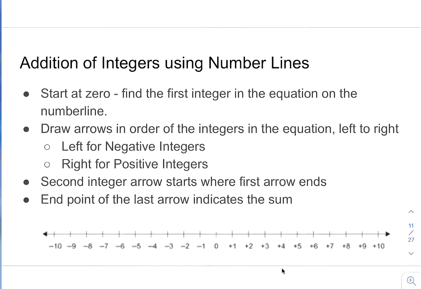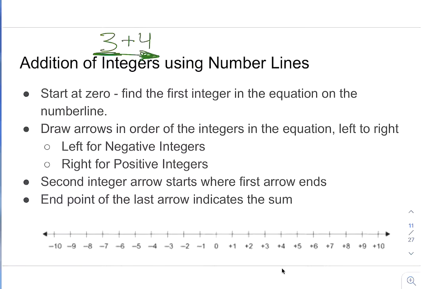If our example question is going to be 3 plus 4, we're going to add two positives together here. So when we start, we're going to start at 0. We're going to draw arrows for each integer in order, going left to right. Our arrows are going to go to the left for a negative integer, and our arrows will go to the right for a positive integer.